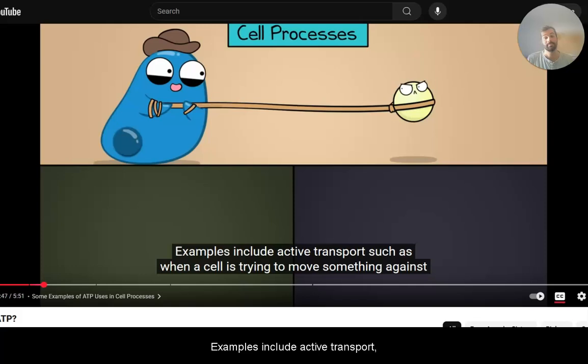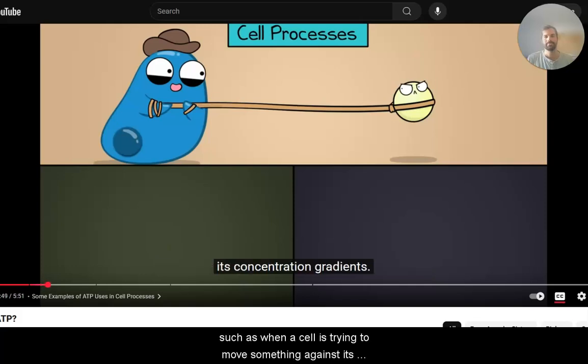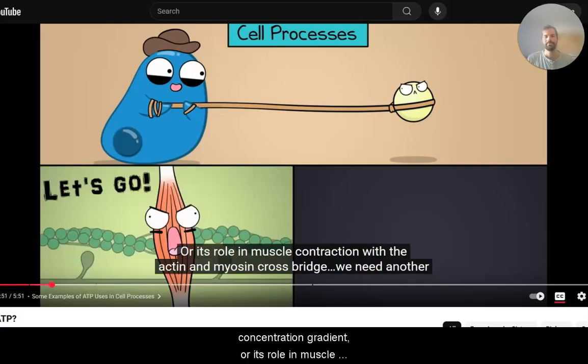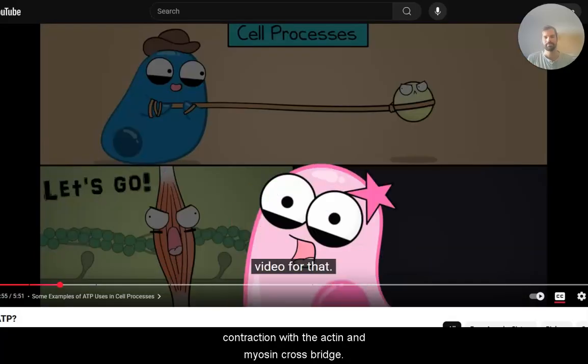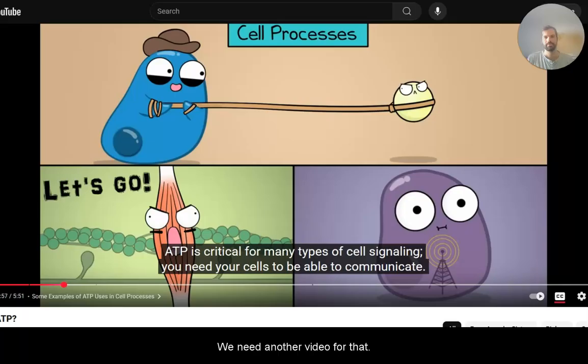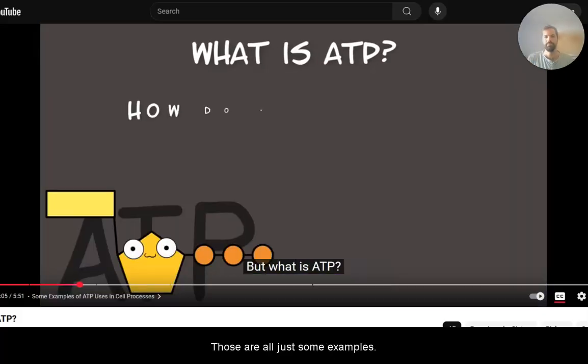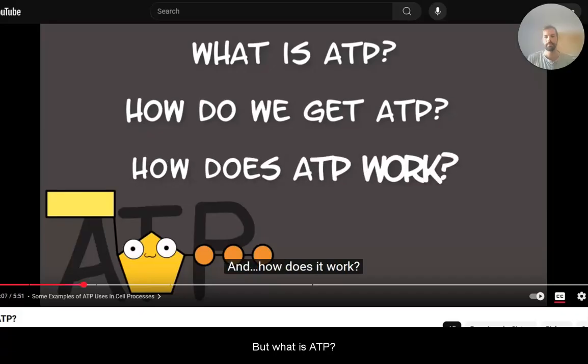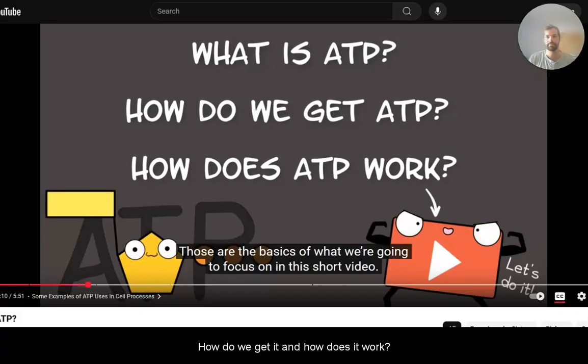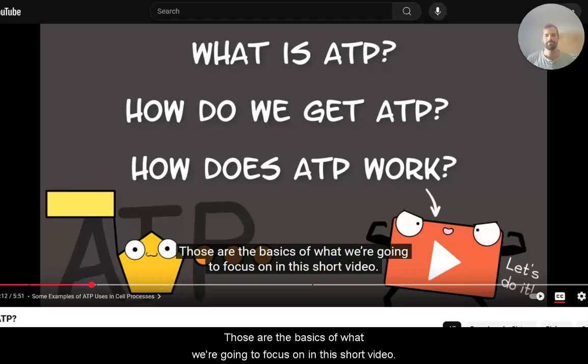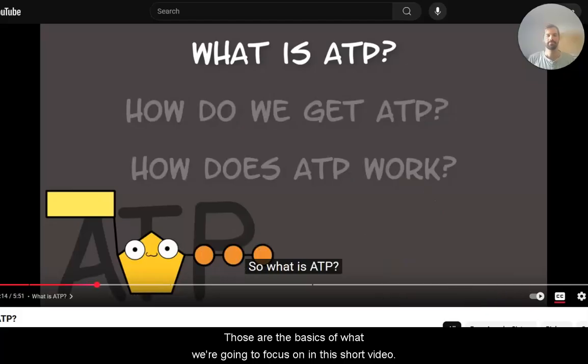Examples include active transport, such as when a cell is trying to move something against its concentration gradient, or its role in muscle contraction with the actin and myosin cross bridge. We need another video for that. ATP is critical for many types of cell signaling. You need your cells to be able to communicate. Those are all just some examples. But what is ATP? How do we get it? And how does it work? Those are the basics of what we're going to focus on in this short video.